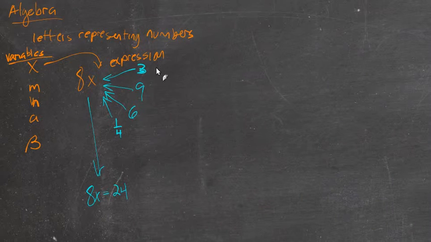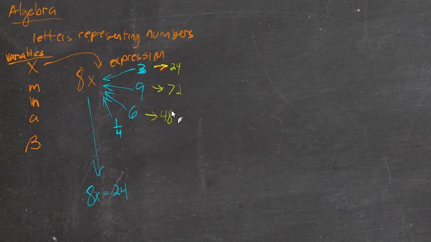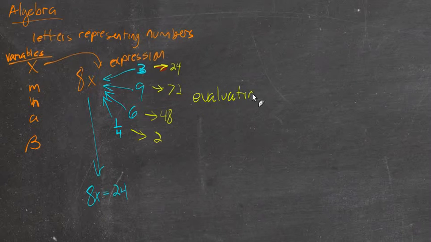So if we were to let x be 3, then we would get, let me use a different color, if we were to let x be 3, we'd get 24. If we were to let it be 9, we'd get 72. If we were to let it be 6, it'd be 48. If we were to let it be 1/4, it would be 2, and so on and so on. When we plug a number in for the variable, that's what we call evaluating the expression.